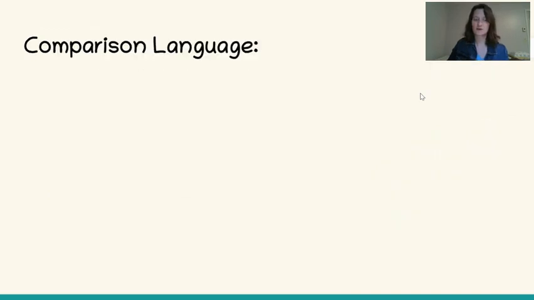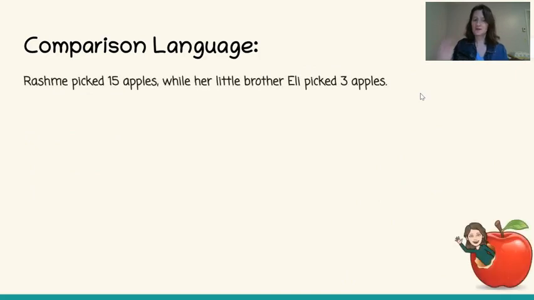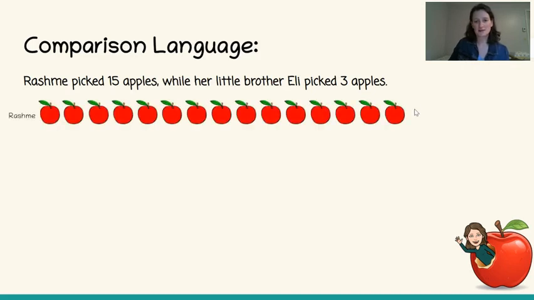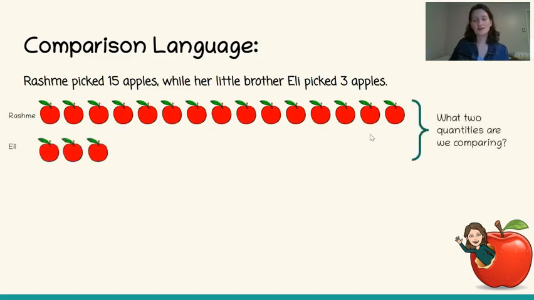So first, let's talk about comparison. Here is a problem. Rashmi picked 15 apples, while her little brother, Eli, picked 3 apples. Now let's compare this. Rashmi picked 15, Eli picked 3. When we look at these, what two quantities are we comparing? Well, we're comparing the number of apples that Rashmi and Eli picked.